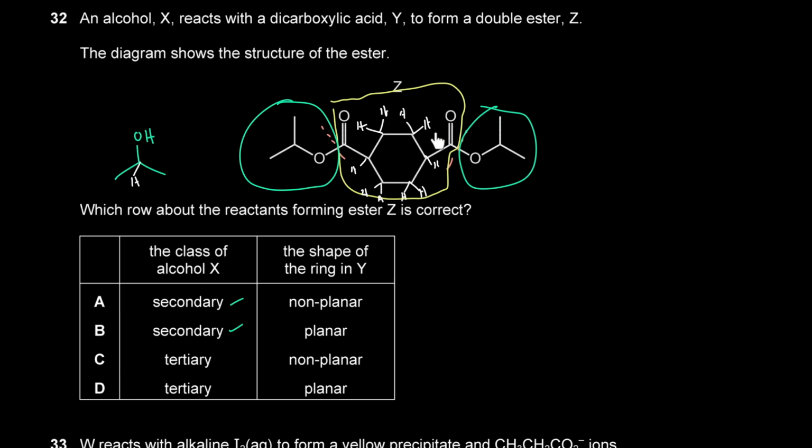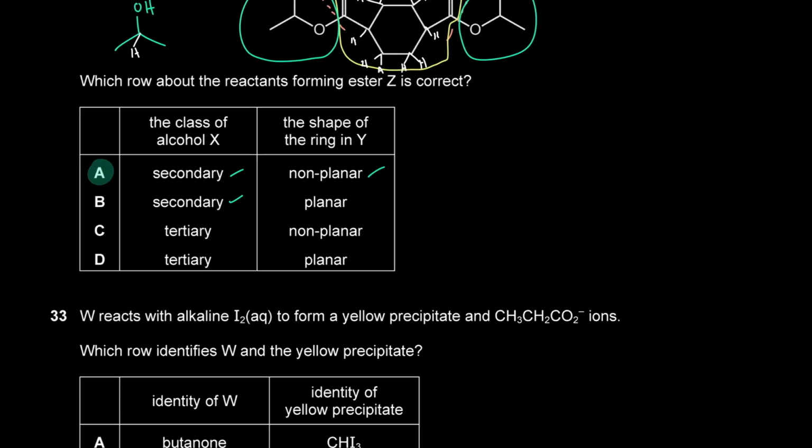So then is this ring planar or non-planar? This ring will actually follow a sort of bent pattern. It's not going to be a flat ring because of the tetrahedral geometry of the carbon atoms. Each of the carbon atoms has tetrahedral geometry, which means that the ring is non-planar. Okay, so the answer is A.